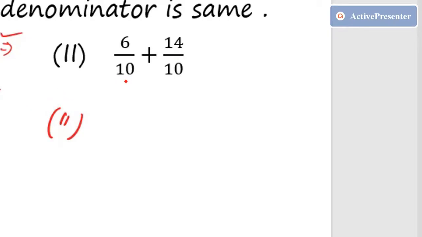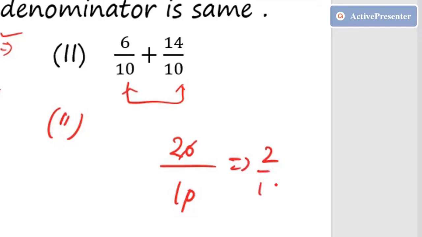Okay, so now we are solving the second question by the same method. Now here you can see the denominator is once again the same. So when the denominator is the same, you need not do anything, just put the value of the denominator, 10. Now add the numerators. In this case 6 plus 14 is going to be 20. So 20 upon 10. If you further simplify this, 2 by 1, and 2 by 1 is nothing but 2. So in this case your answer would be 2.